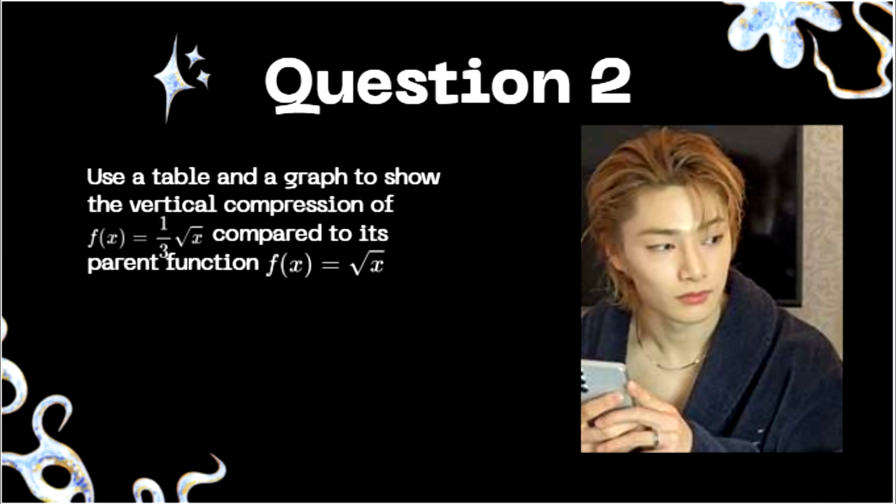Use a table and a graph to show the vertical compression of f of x is equal to 1/3 times the square root of x compared to its parent function, f of x is equal to the square root of x. We know it's a compression because 1/3, the value for k, is a fraction. So it's being squashed. Pause this, figure it out, come back.